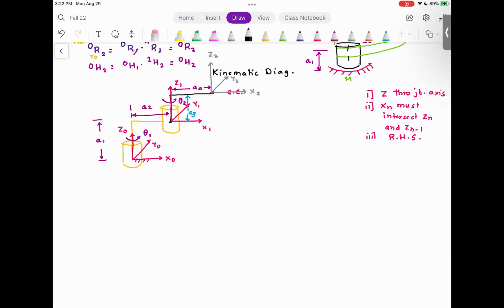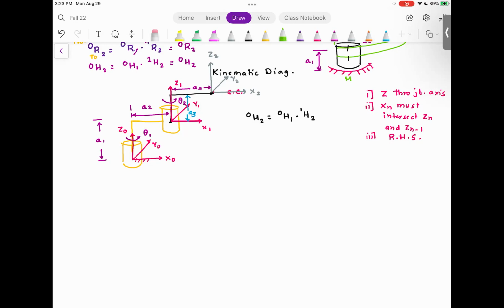Now, here is what I want to do, just to answer the question that was asked. At the end, I want to write down frame 2 with respect to frame 0. So what I need is 0H2. Do you agree with me? To find 0H2, I need 0H1, and then I want to multiply by 1H2. Do you agree with me?